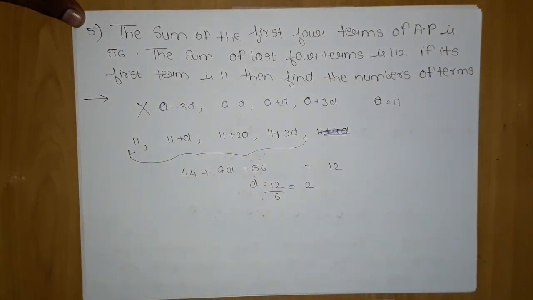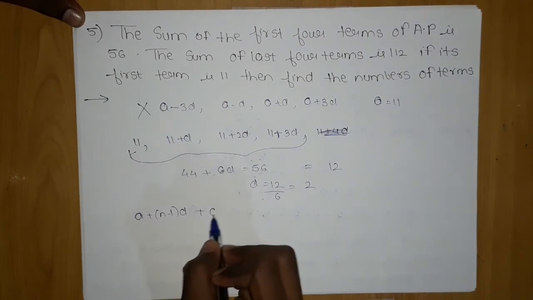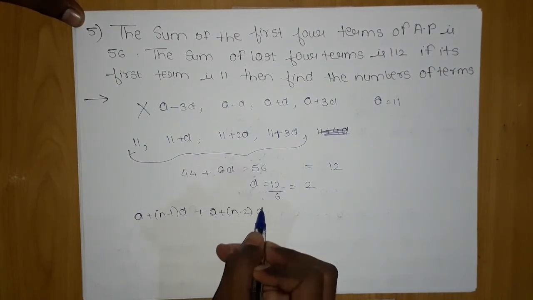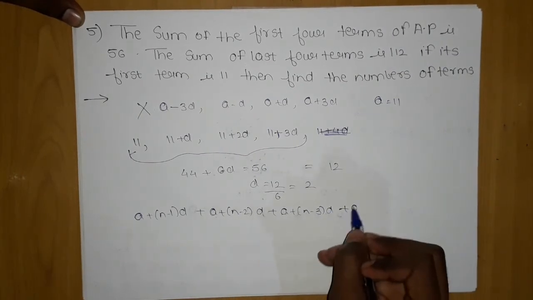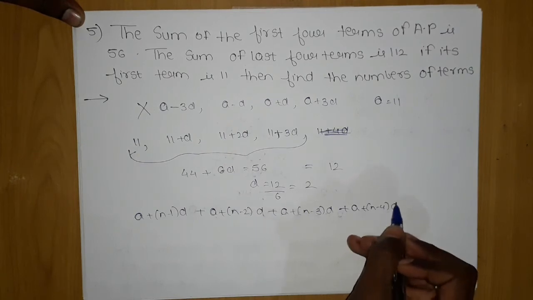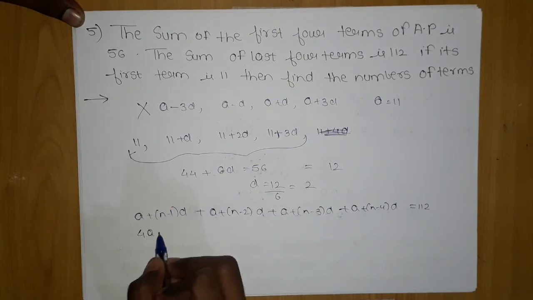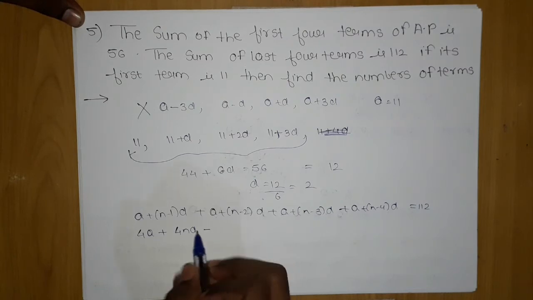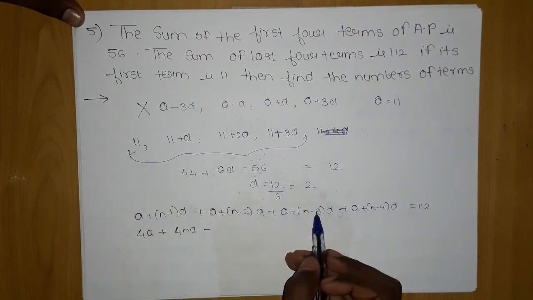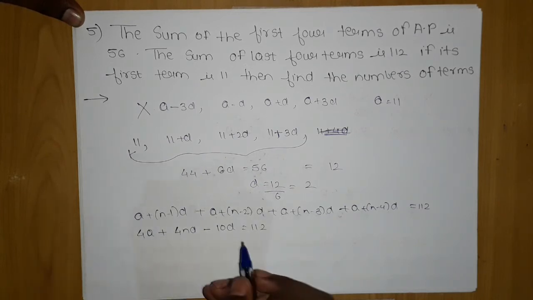Now they are telling the sum of the last 4 terms. I know the last term of an AP is a plus (n minus 1)d. Second last is a plus (n minus 2)d. Third last is a plus (n minus 3)d. Fourth last is a plus (n minus 4)d. It should be equal to 112. If I calculate, I get 4a plus 4nd minus 10d should be equal to 112.